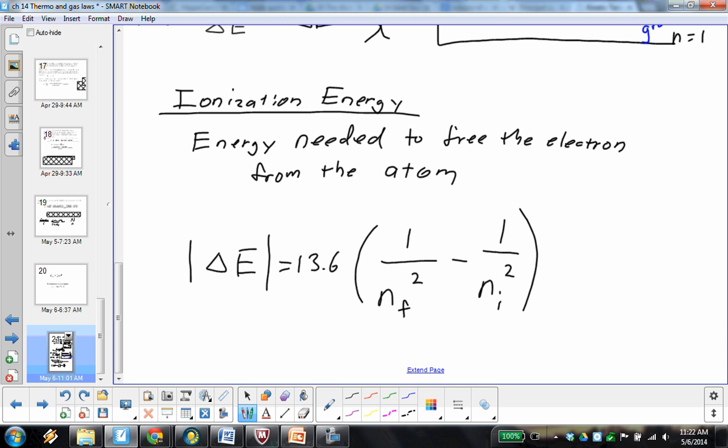And that's going to be measured in electron volts. Let me put that in a different color so that you understand that's not part of the equation. It's just the units for it. That's going to be measured in electron volts.